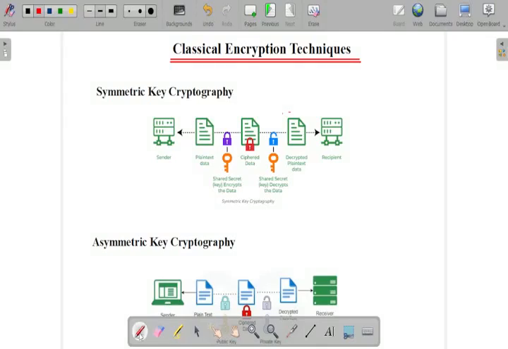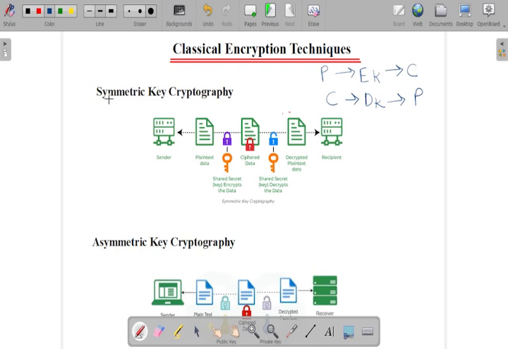Hello everyone, in this video I am going to explain the classical encryption techniques. In the previous video we learned about the concept of encryption. Encryption is nothing but converting our plain text message into ciphertext with the help of an encryption cipher and the key. In decryption, we are converting our ciphertext message back to its plain text format.